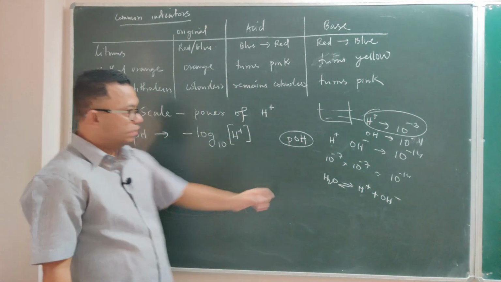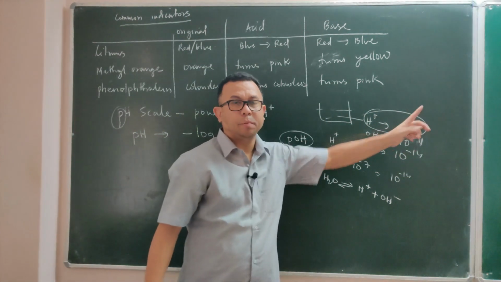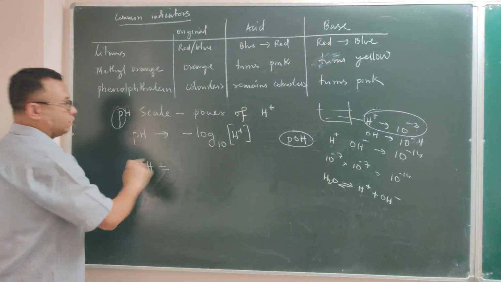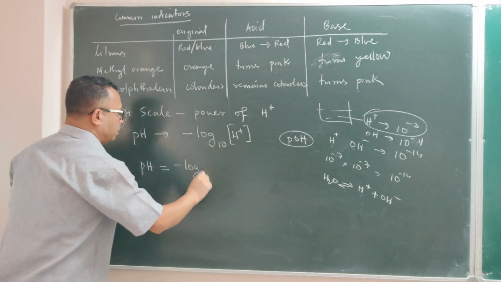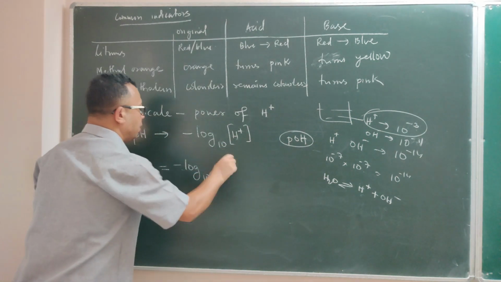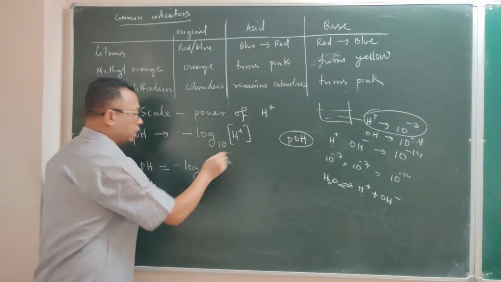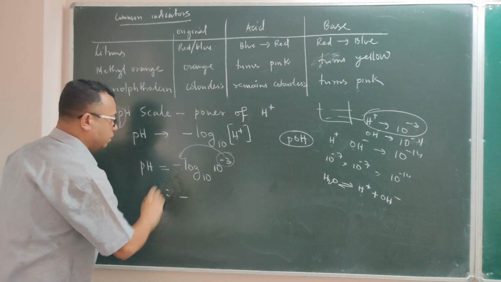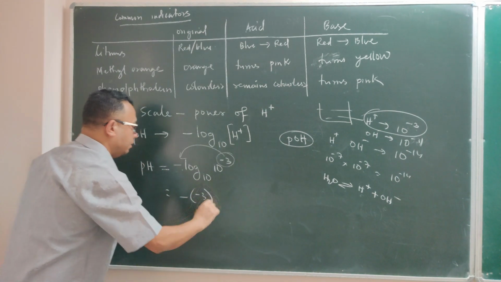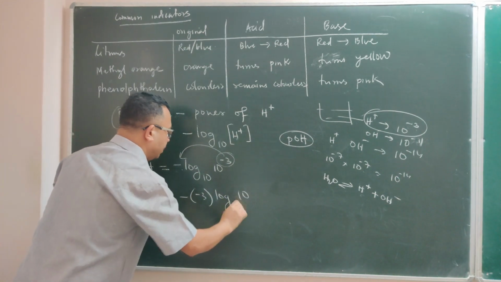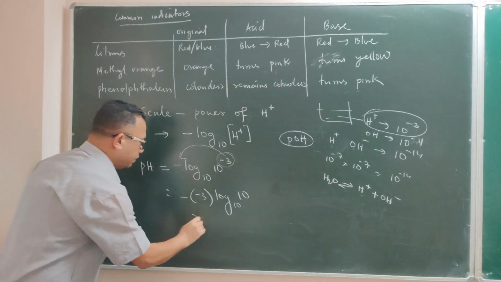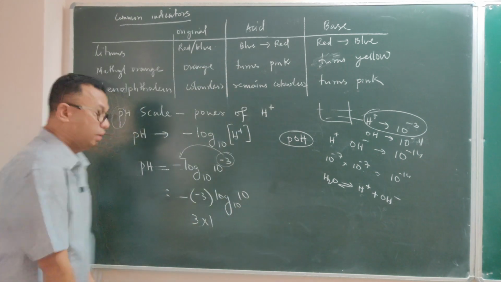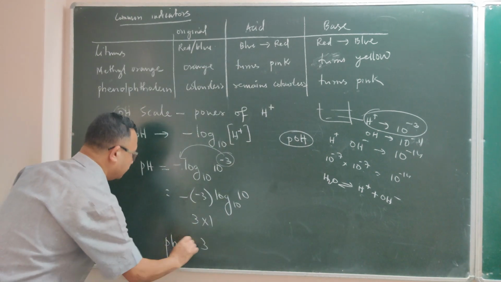Now, supposing this solution has a hydrogen ion concentration of 10 to the power minus 3, what happens to the pH? Let's calculate it. pH is equal to negative log to the base 10 of the hydrogen ion concentration, which is 10 to the power minus 3. By the power law, the minus 3 can be brought in front. It is minus already, then one more minus 3, then we have log 10 to the base 10. Minus and minus is plus, so it is 3 into log 10 to the base 10, and you know that log 10 to the base 10 is 1. So the pH value is 3.